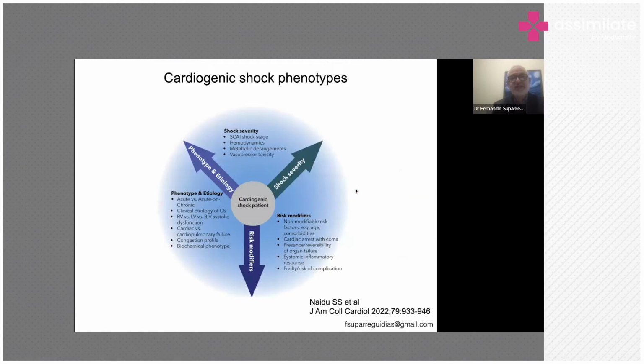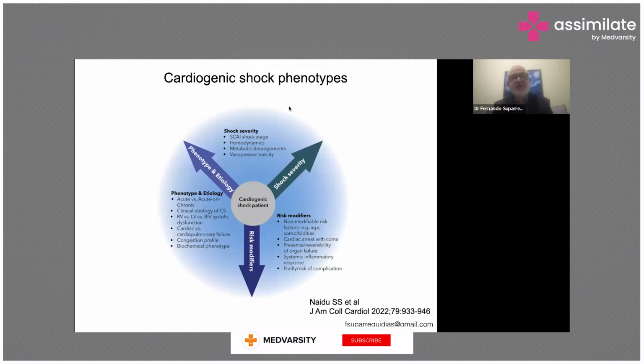Very important is that today we can identify that some authors characterize phenotypes in cardiogenic shock. And these phenotypes have a relationship with the etiology of shock and, of course, severity. And some patients, of course, present risk to develop cardiogenic shock, even when they present to the emergency department.